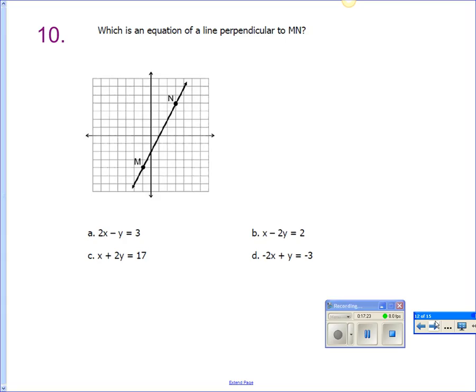10 says, what is the equation of a line perpendicular to MN? Andrew, what should I do first? Good. What does perpendicular mean? Anybody? Flip and change the what? Slope. What do you think I need to know about this graph?